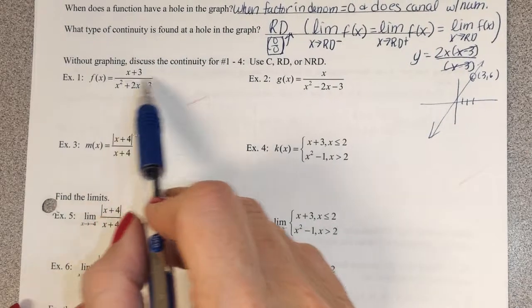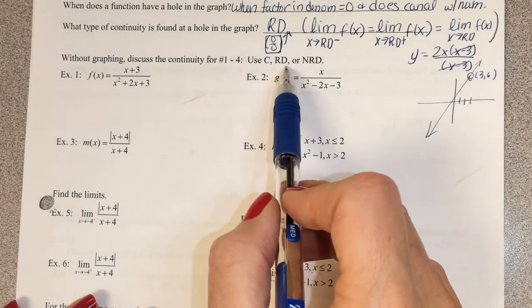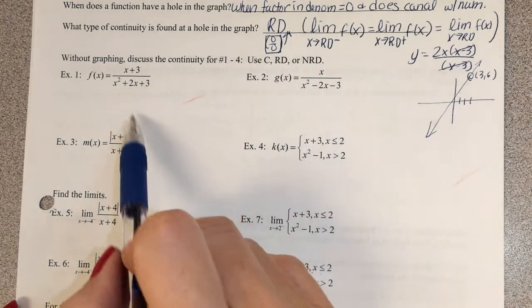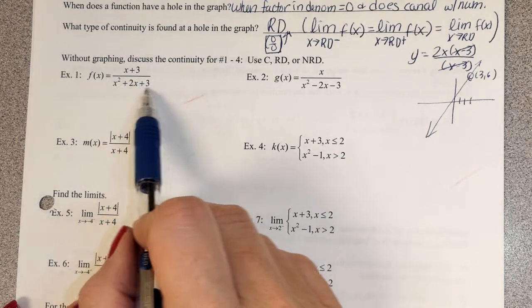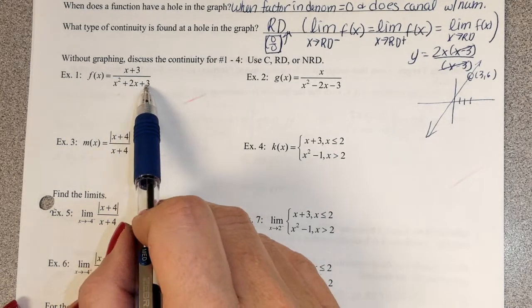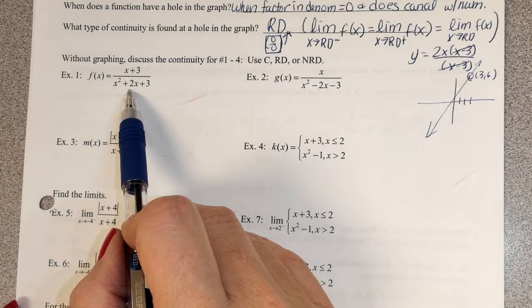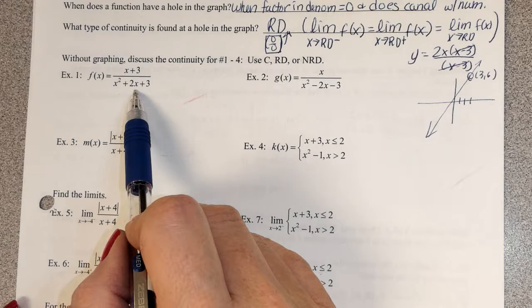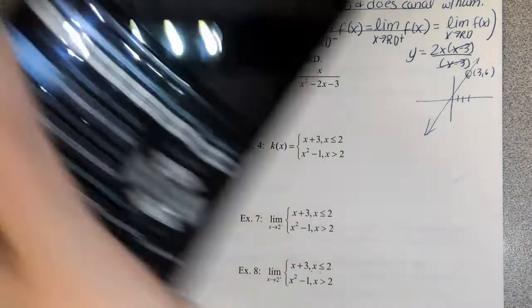All right, so without graphing, discuss the continuity for numbers 1 through 4. Use continuous, removable, or non-removable discontinuity. Okay, so on this one, we try to factor, because the factoring is the most important part. Are there numbers that multiply to be 3 and add to be 2? No, there aren't. So this cannot be factored. So what do we know then about this function? It must be continuous.